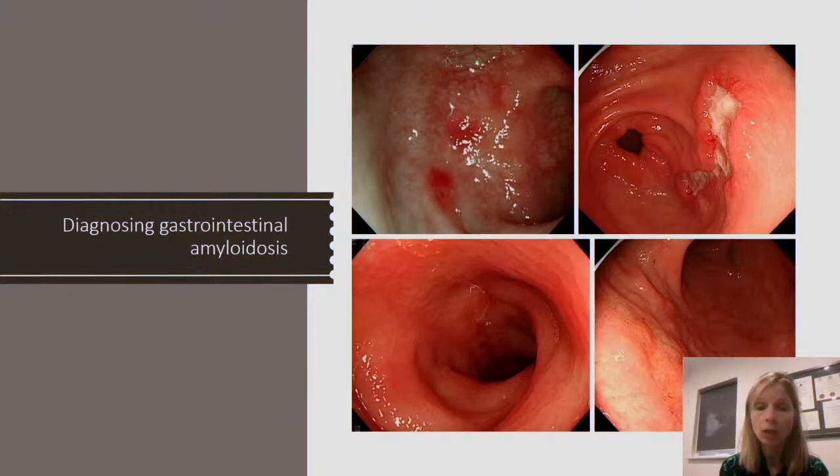Whereas on the bottom right hand corner there in the large bowel, again this is something found more in AL amyloidosis, there are these submucosal deposits and formation of masses that, if there are enough of them, can impact motility.